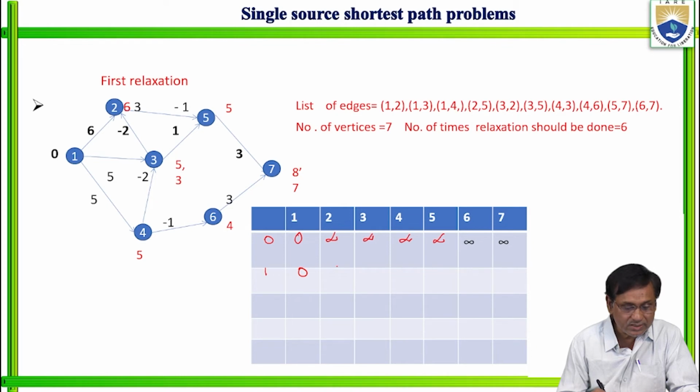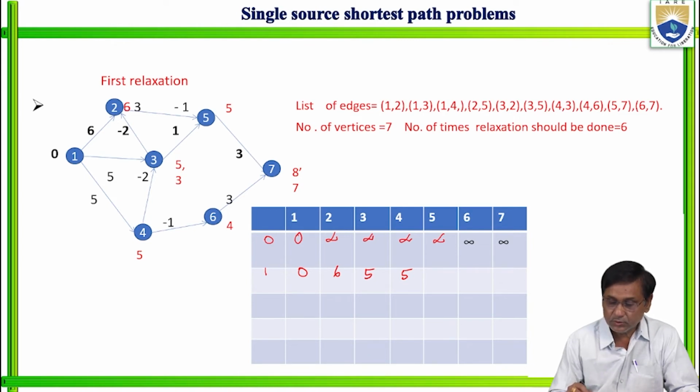1 to 2 is 6. And then 1 to 3 is 5. 1 to 4 is 5. 1 to 2 is this. 1 to 3 is 5. 1 to 4 is 5. Then, so 1 to 2, 1 to 3, 1 to 4 is over.